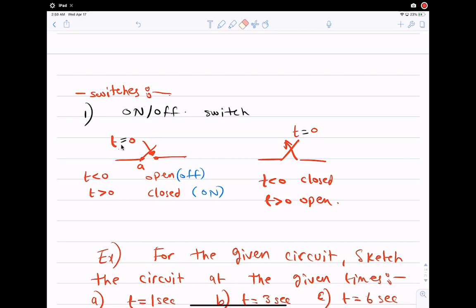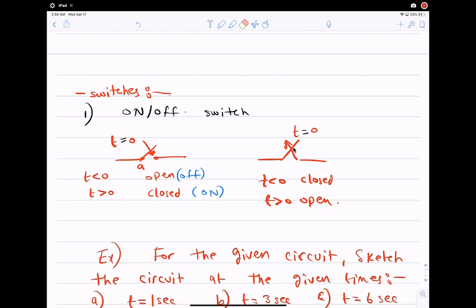Now, if we look at this type, the arrow is directed toward the wires, toward the circuit. That means it closes after time 0, or at the moment time equals 0, like after the 0 with a partial of a second. So if I am asked to find the state when t is less than 0, it was directed toward the tail. It means open, off, there is no current flowing. Afterward, toward the head, so it's closed.